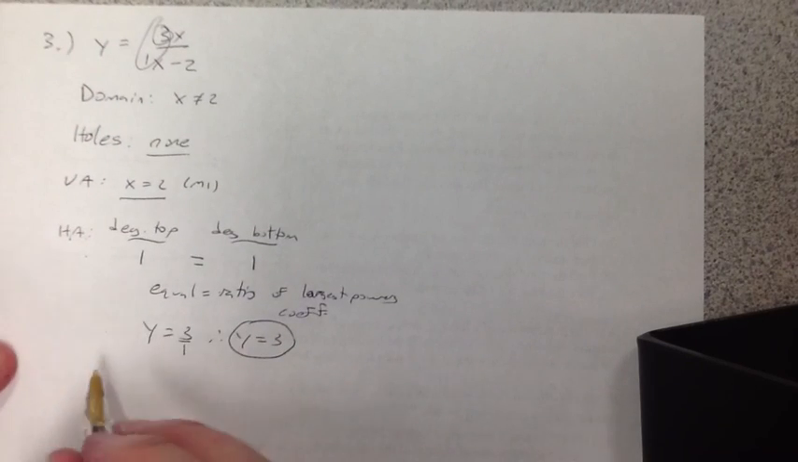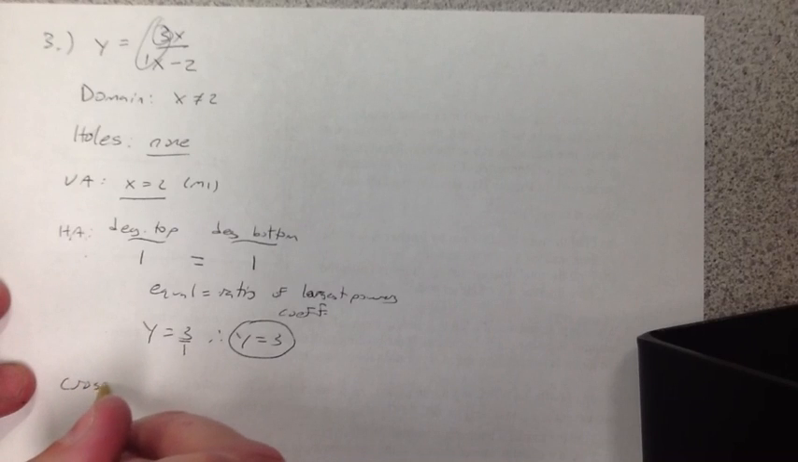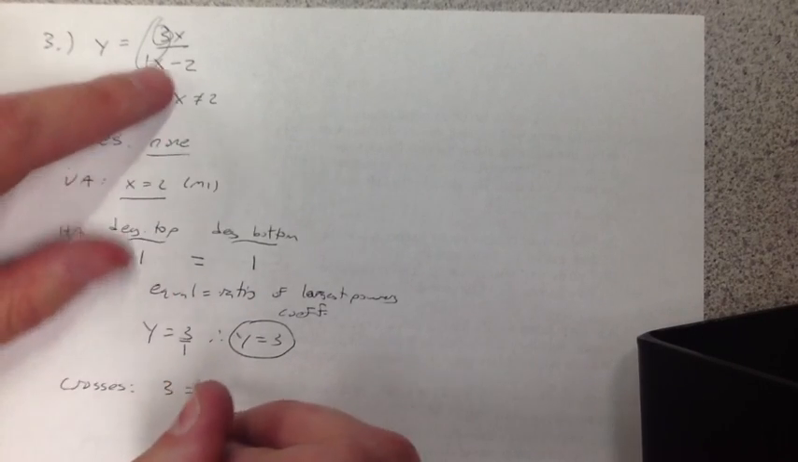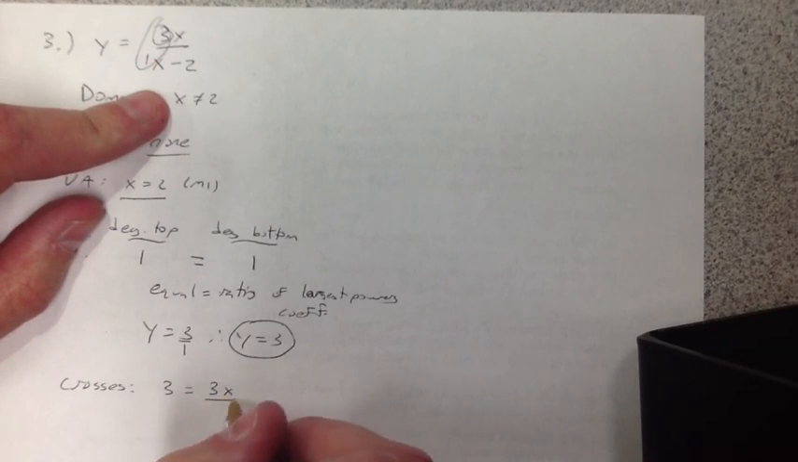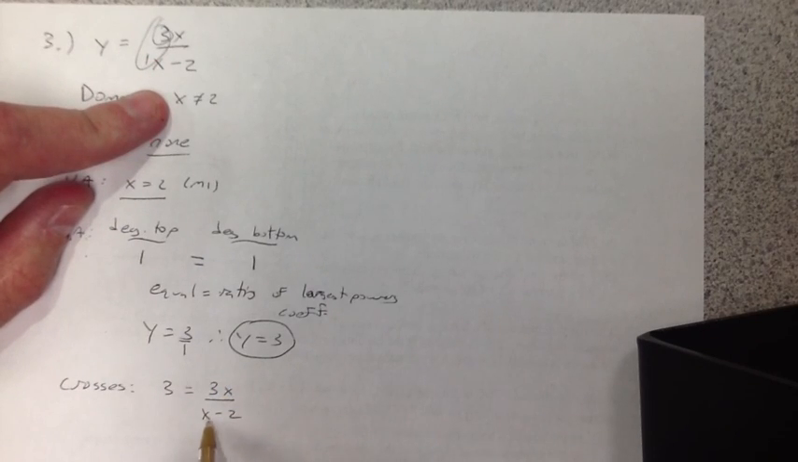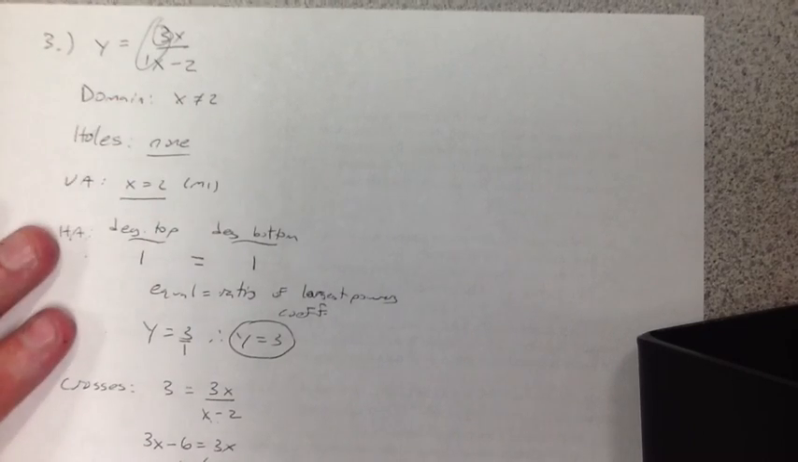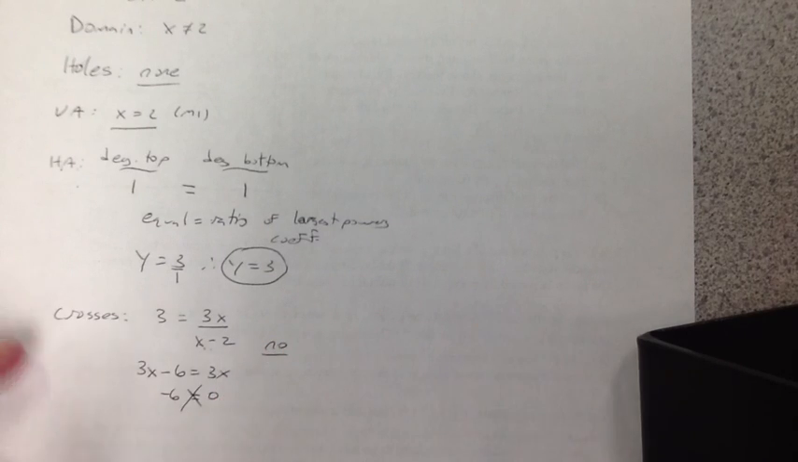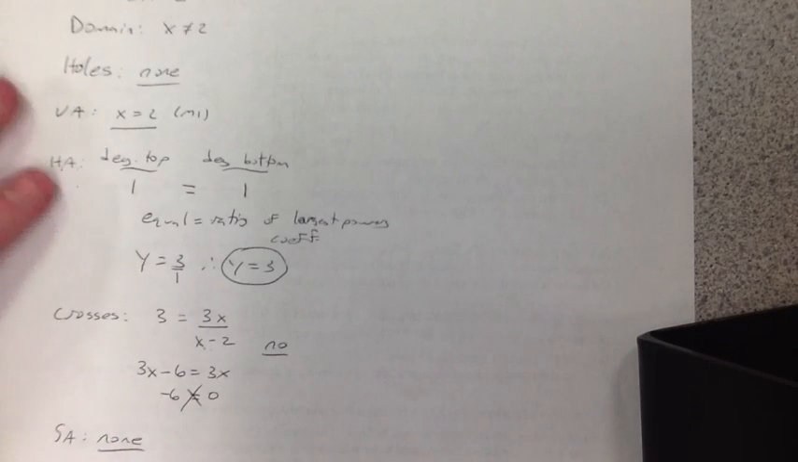Now, we next need to see if it crosses. Now, we don't always have to check this one, but we always should. Plug the 3 into your equation. We get 3x over x minus 2. And if you notice this time, let's distribute. We get 3x minus 6 equals 3x. And the 3x's cancel. So again, since negative 6 doesn't equal 0, it does not cross. Okay. Next, we need to find the slant asymptote. Again, none, since we have a horizontal.